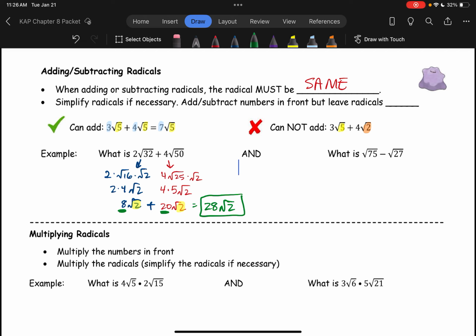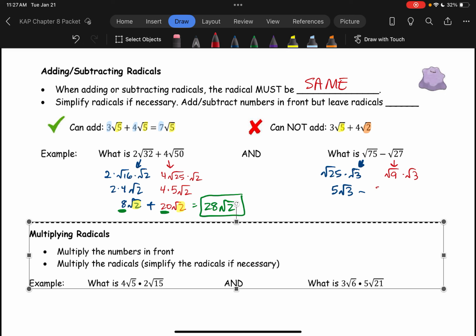So looking at the next one, okay? Next one, we got root 75 minus root 27, right? This root 75, let's break it down into 25 times 3. I know 25 times 3 gives me 75. Square root of 25 is 5. So 5 root 3 minus, well, if I break down just the root 27, I can break this down into 9 times 3. Square root of 9 is simply just 3. So we got 3 root 3.